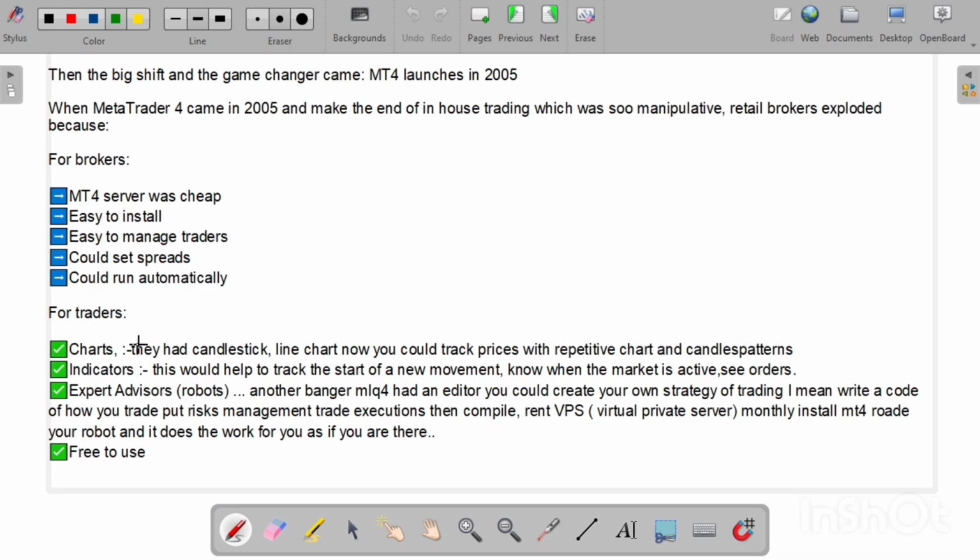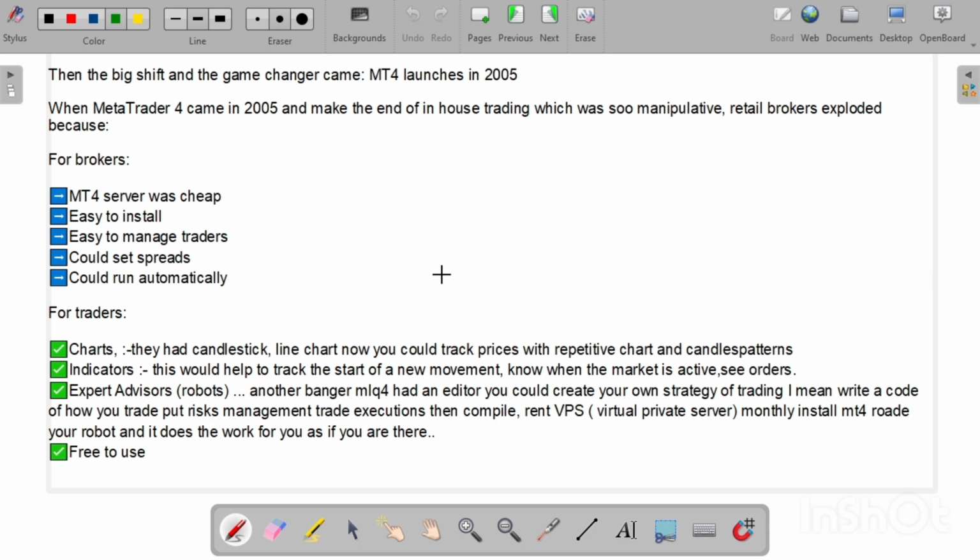For traders, there were benefits. Charts, something that you could not get. Charts are like data. So they had candlestick and line charts. Now you could track price and repetitive chart and candlestick patterns. So you now see the price data. If it is a EUR/USD pair, you could see the previous data of that pair, and you could now be able to predict the future of that particular pair because you have data.